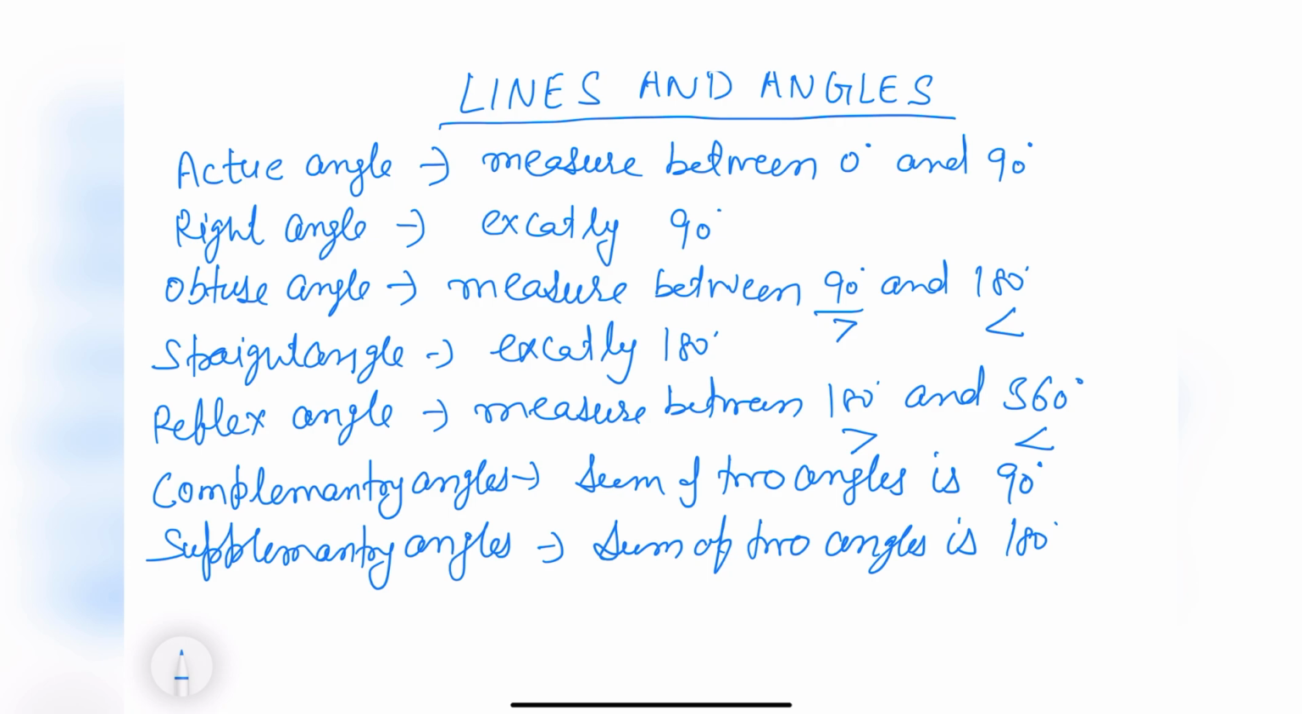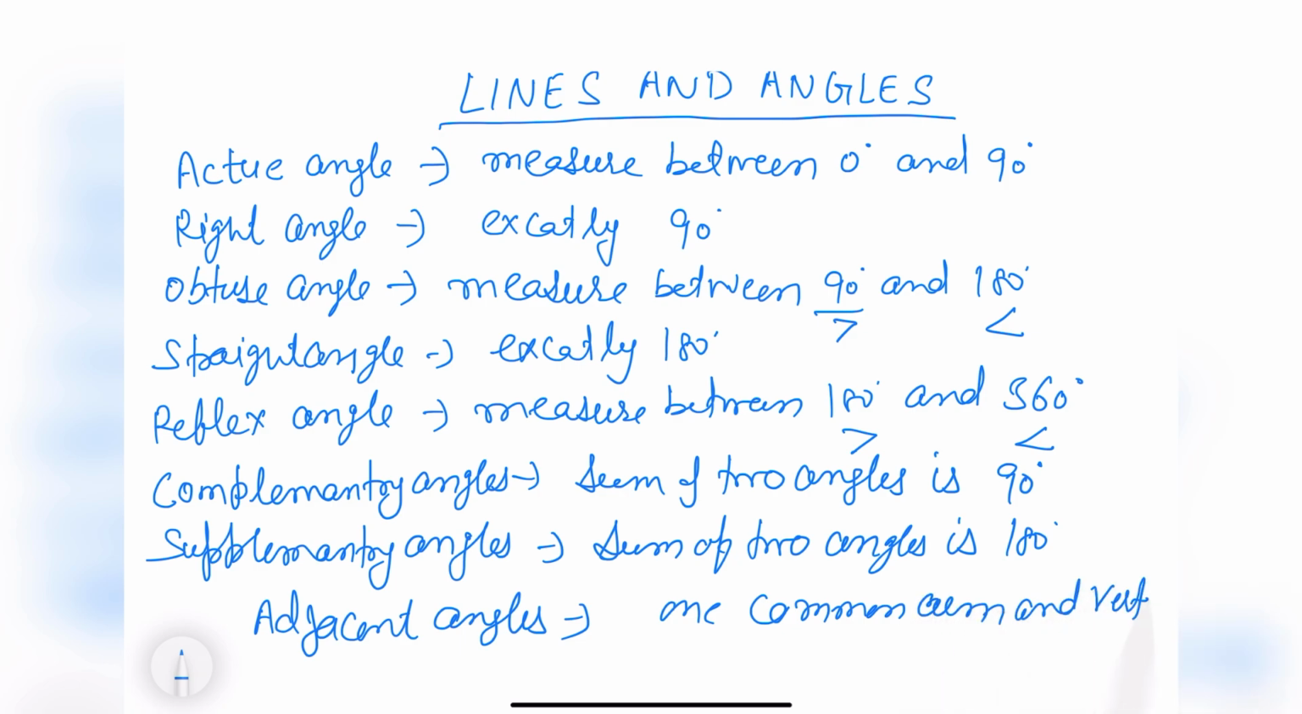Then we have some more angles like adjacent angle. Adjacent angles are those angles which have one common arm and vertex. Like we have this angle A, O, B and C. So OB is the common arm and O is the common vertex. So angle AOB and angle BOC are the adjacent angles.